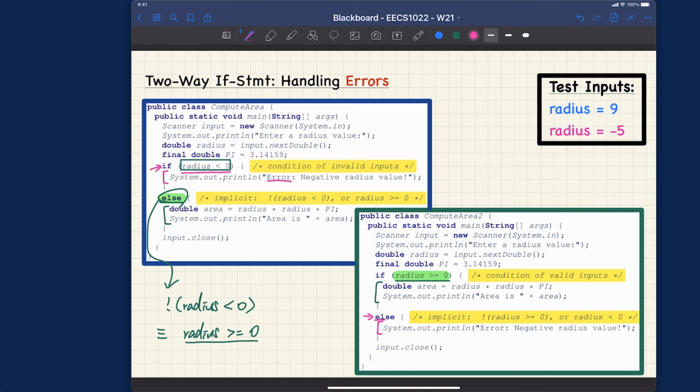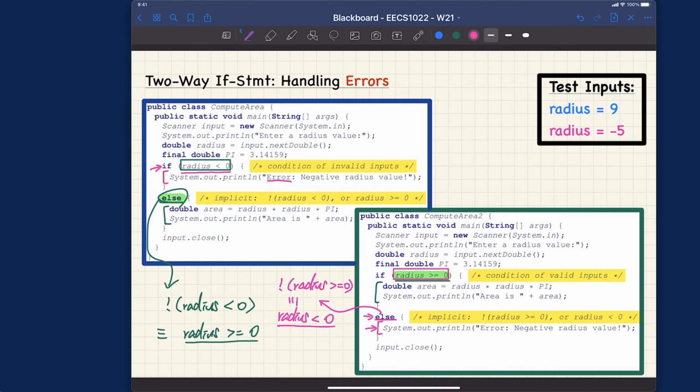And when will we get to the else part? You can see when we get to the else part, that simply means this condition over here will evaluate to be false, which means it is not the case that radius is larger than or equal to 0, which is equivalent to, by our law of negation, radius strictly less than 0. So that's implicitly the condition over here, where we're going to output the error.